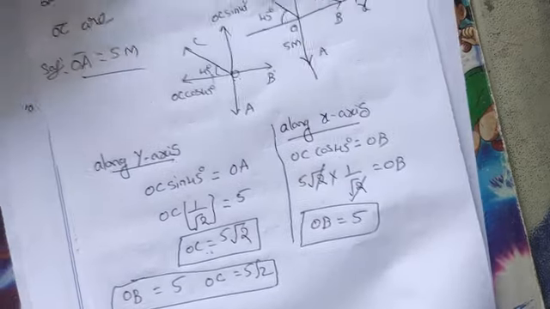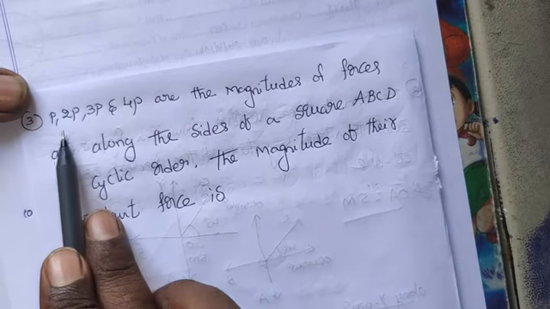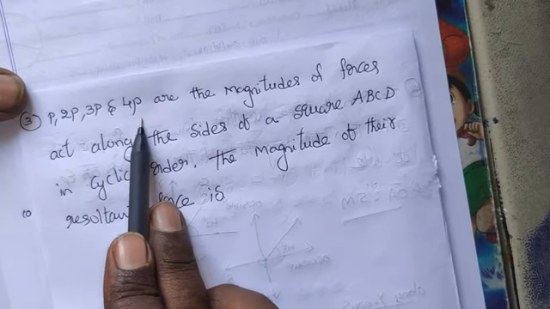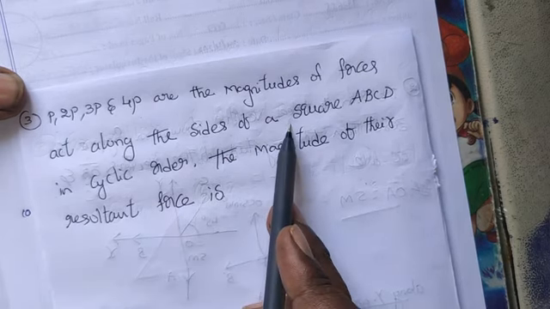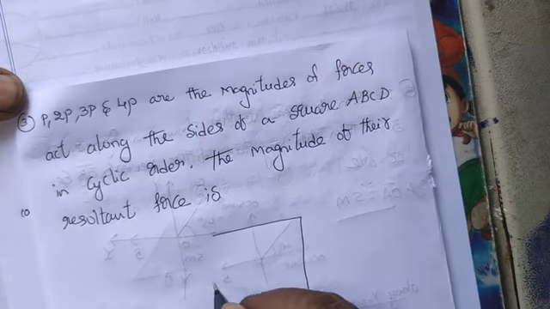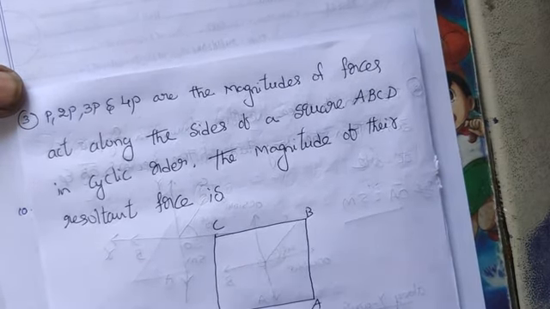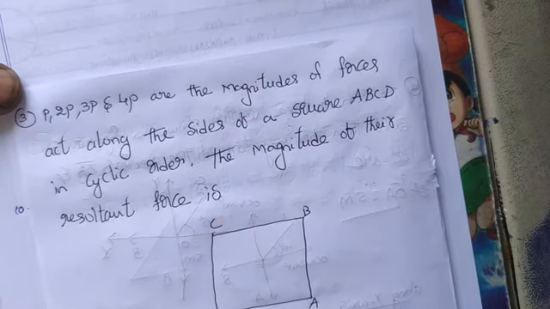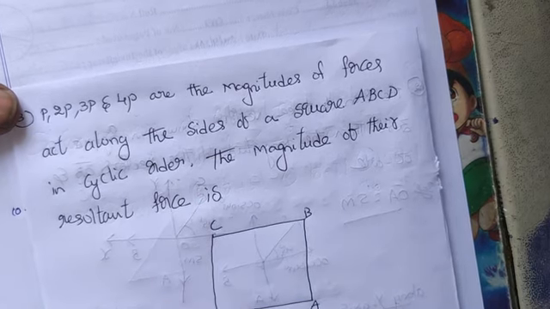And next, here he gave 4 forces, 1, 2, 3, 4, whose magnitudes act along the sides of a square. See here, I am drawing a square. First I am keeping O, A, B, C. So they act along the sides of the square. Okay, I have written here O, A, B, C. No problem. In a cyclic order, the magnitude of the resultant force.